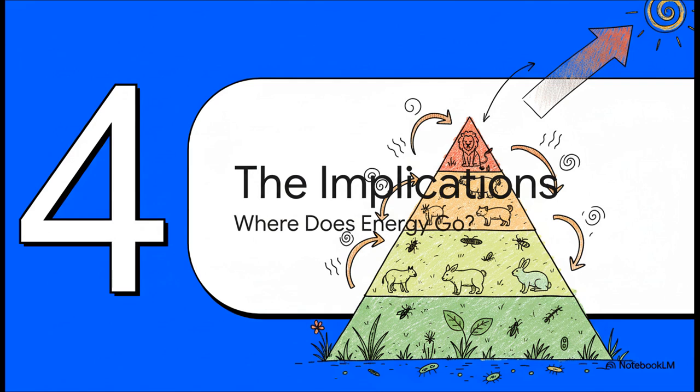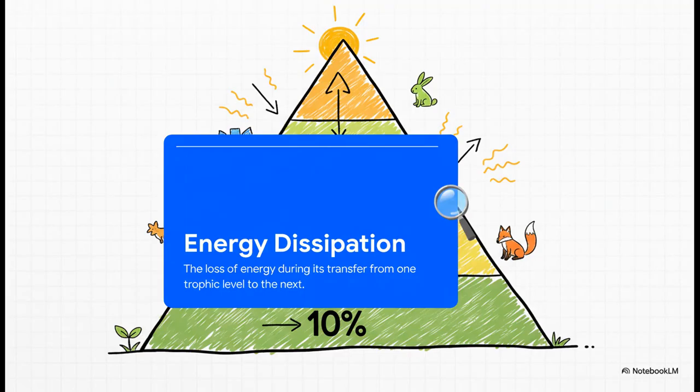It's wildly inefficient. So where does all that energy actually go? Why doesn't it just get passed along? The scientific name for this process is energy dissipation. And it's not that the energy just vanishes into thin air, it's used by the organism for its own survival, or it's lost in ways that simply can't be eaten.